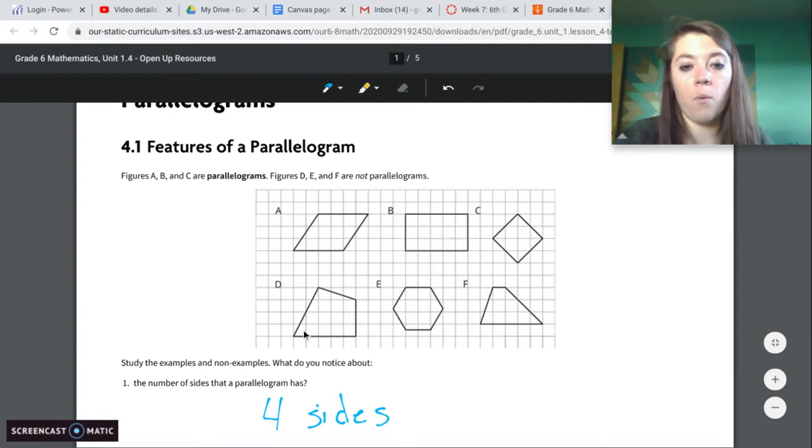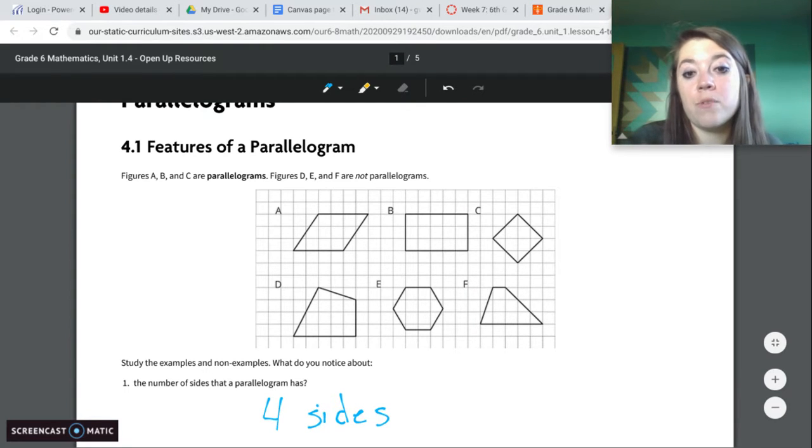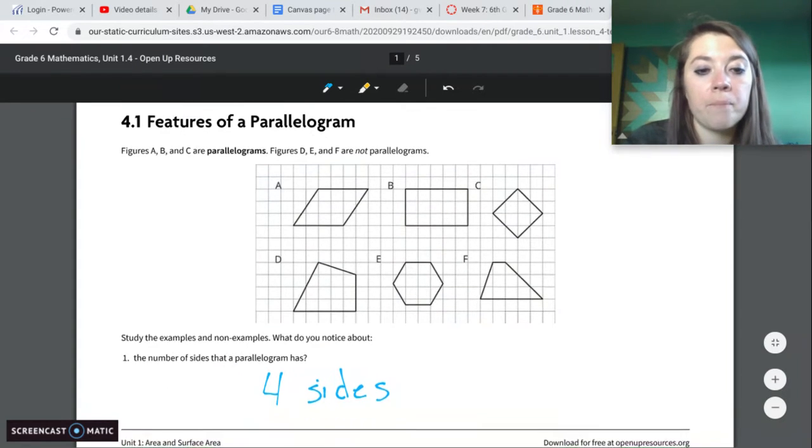Now, you might be saying, well, D has 4 sides and F has 4 sides. Yes, they do, but they're missing other certain characteristics that the first three have that they do not have. And obviously E has 6 sides, so it's just not anywhere close to being accurate.